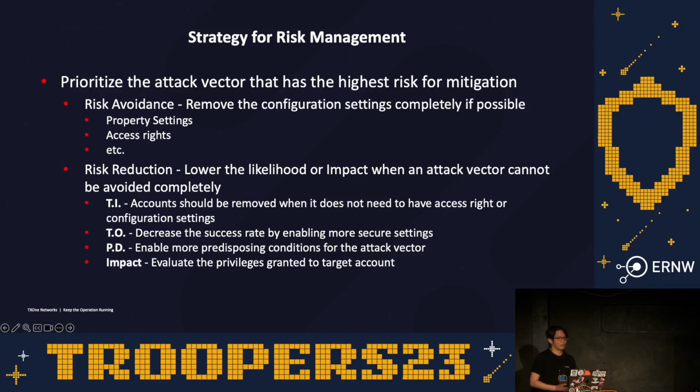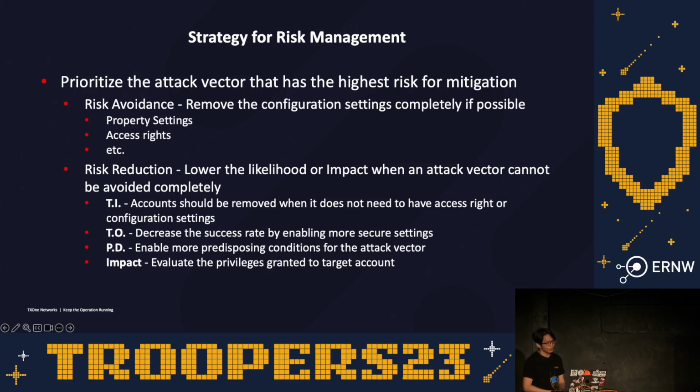For the threat occurrence, we can try to decrease the success rate by enabling more secure settings. For example, previously we saw the Kerberoasting attack. It could be possible, but not recommended. We can try to disable the RC4 encryption type, and therefore only AES encryption is available inside this domain. This also means that the attacker will have a harder time decrypting the password, and therefore we decrease the success rate.